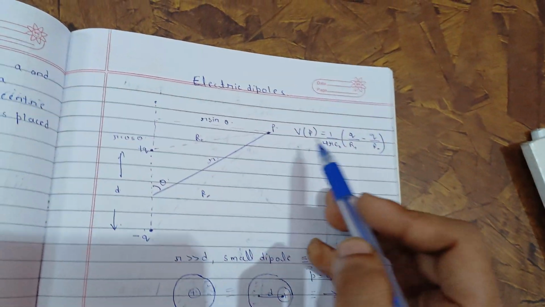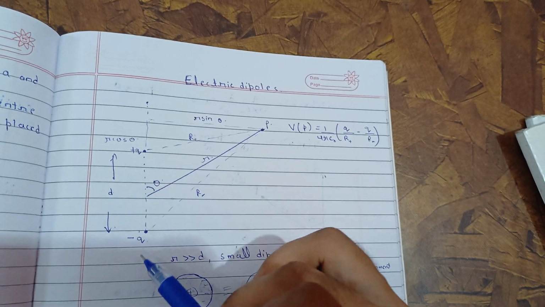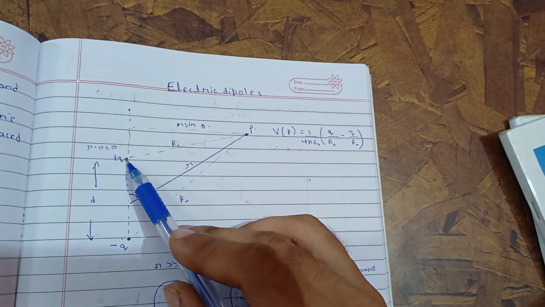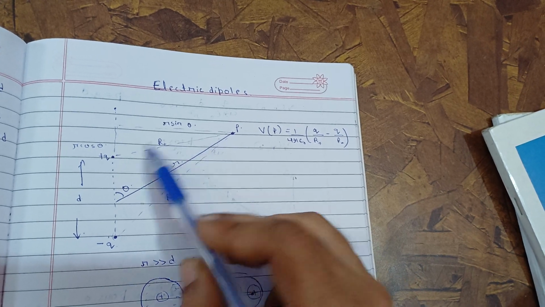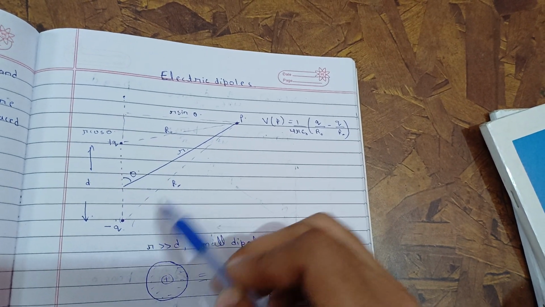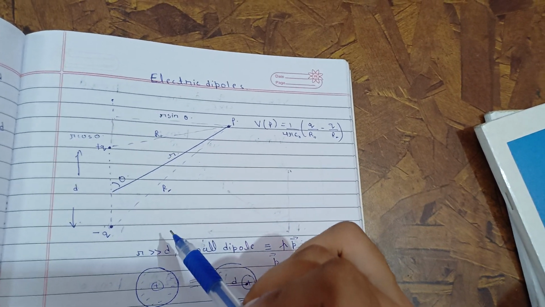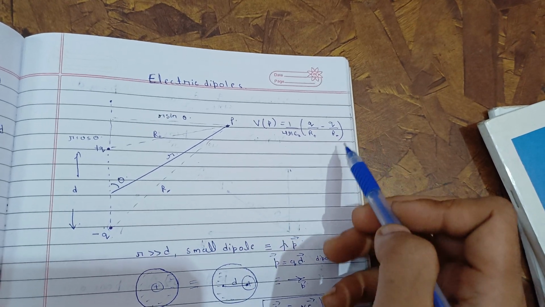Now we need to find the potential at this point P due to this dipole. So the formula is simply the sum of the two potentials, due to this and due to this. It will be q by 4 pi epsilon naught r plus, and minus q by 4 pi epsilon naught r minus. So this will be your formula. Now we need to find the values of 1 upon r plus and 1 upon r minus.